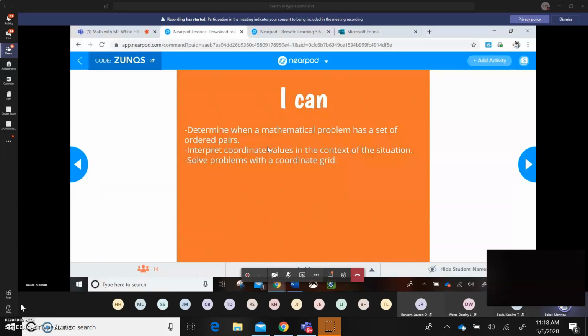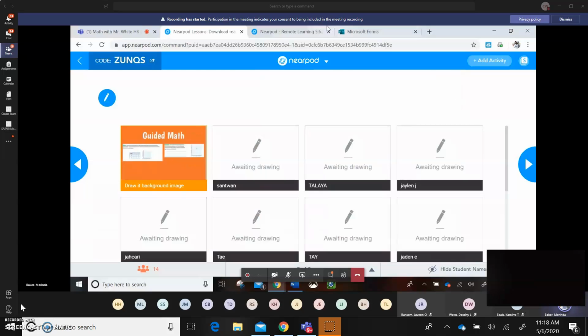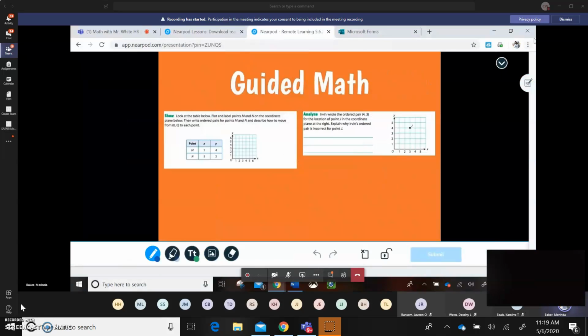You will be able to determine when a mathematical problem has a set of ordered pairs. You're going to be able to interpret coordinate values in context of the situation and solve problems with the coordinate grid. So now make sure you are viewing and looking at my screen.